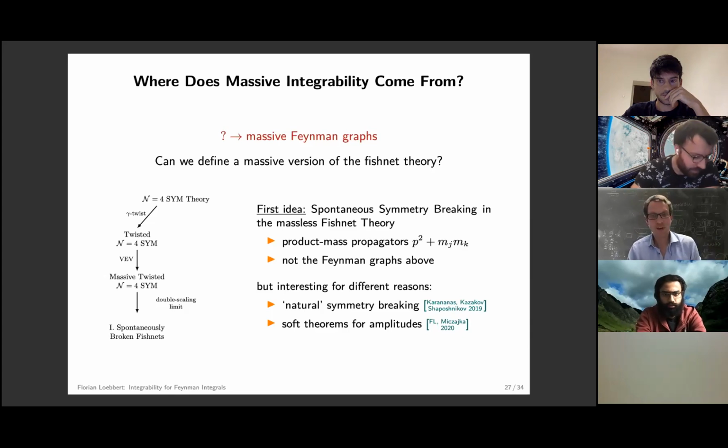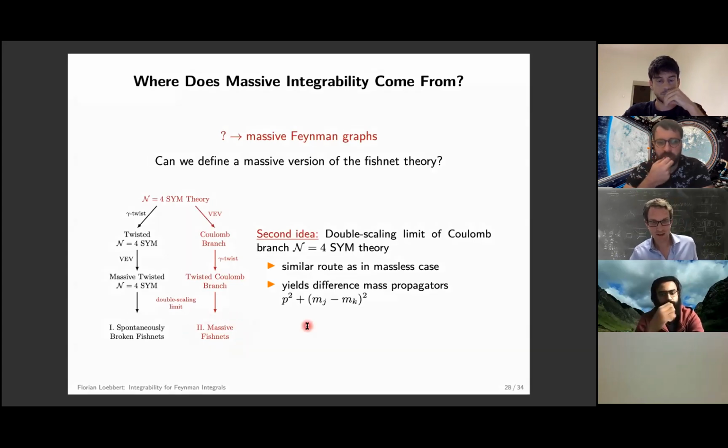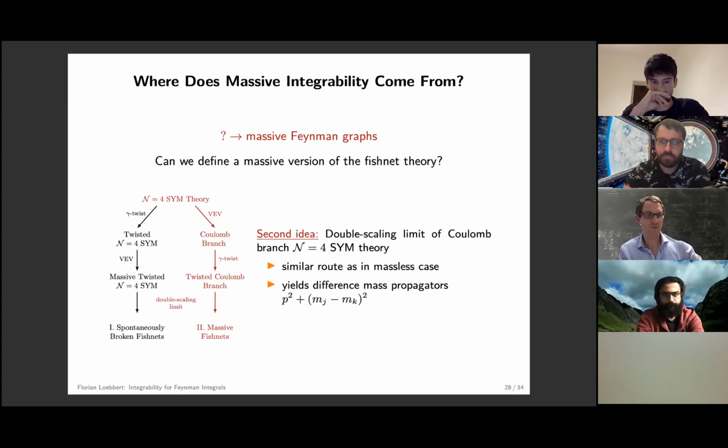We thought, okay, how can we get a massive theory that has the right Feynman integrals? And that brought us to the idea to take the double scaling limit directly on the Coulomb branch of n equals 4. So to commute these steps, which leads to an alternative theory, which now really has this difference property for the masses in the propagators. You could say, okay, why is this not the most natural thing to do? Why did you not first think of that?